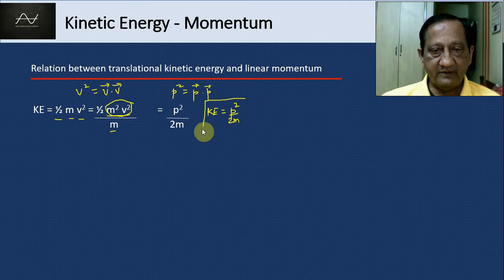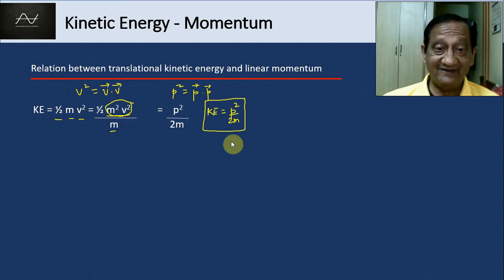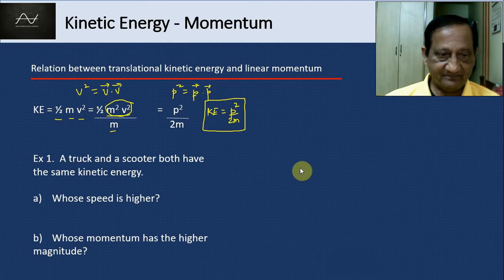Now you may wonder: kinetic energy is a scalar quantity, while momentum is a vector quantity. How can you relate the two? Well, you can, because p squared is not a vector. P squared is a scalar, it is p dot p. Let us do a small question.